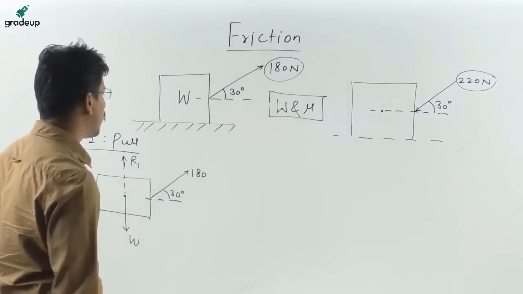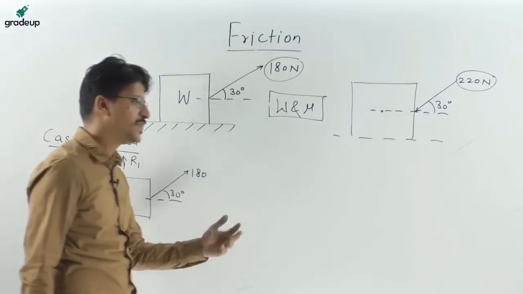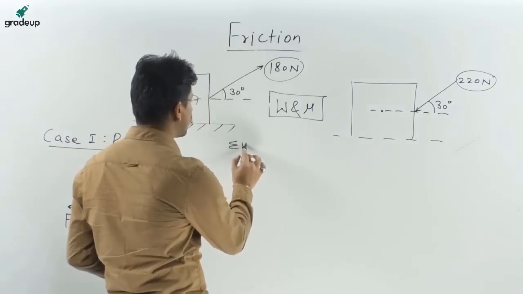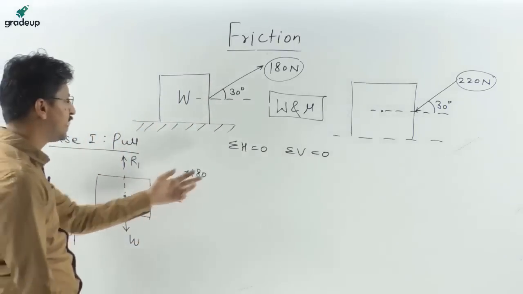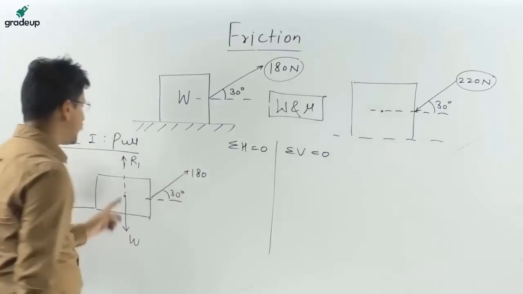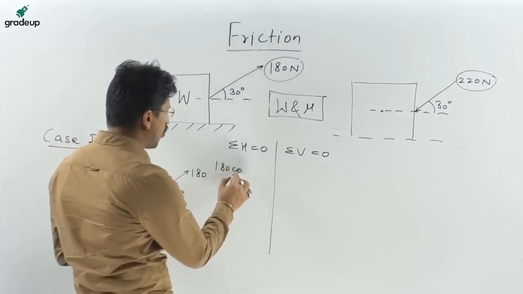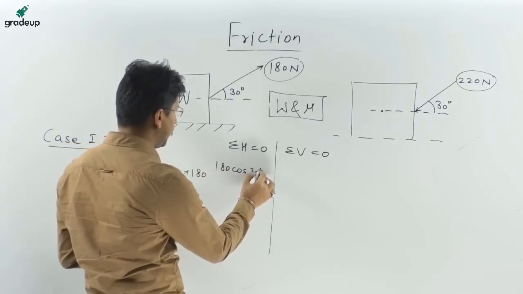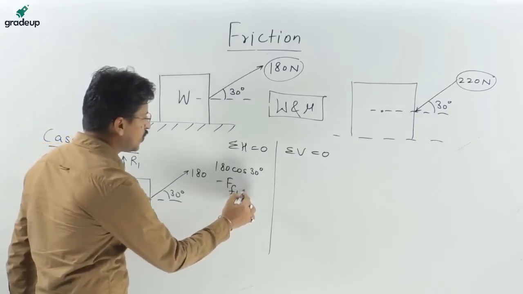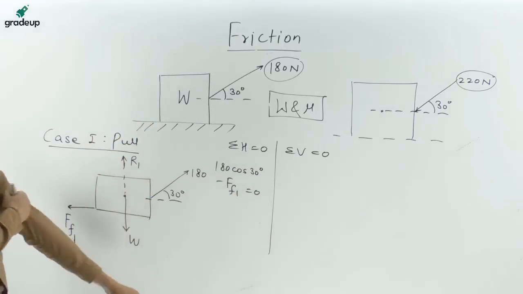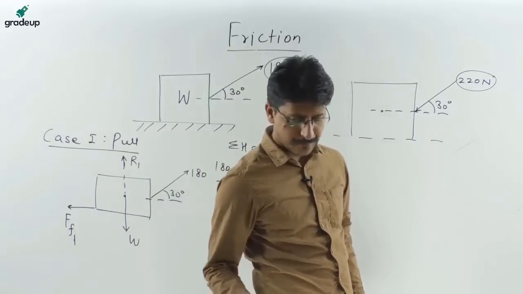Now resolving the forces in the vertical and horizontal directions, since the body tends to move, we can say the motion has just started. So the sum of horizontal forces equals 0 and the sum of vertical forces equals 0. In the horizontal direction we get the equation: 180 cos 30 degree minus the friction force FF1 is equal to 0. Got it?